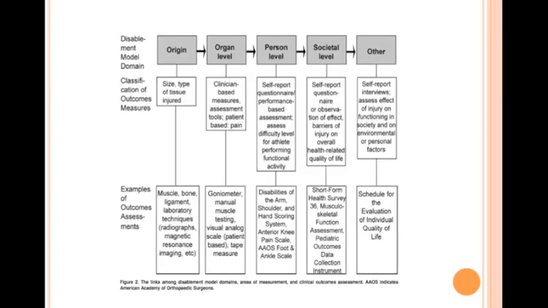I got this picture from an article in the Journal of Athletic Training, and I think it's a really good visual for us to show how the disablement models are connected to the outcomes. As you can see, there's the 4 disablement models that I mentioned in the previous slide, and then branching off from each of them, the different classifications of the outcome measures that come from each of them.